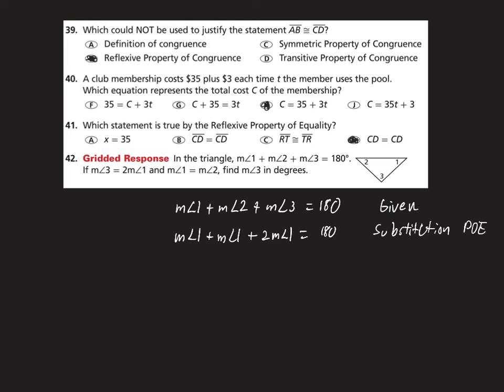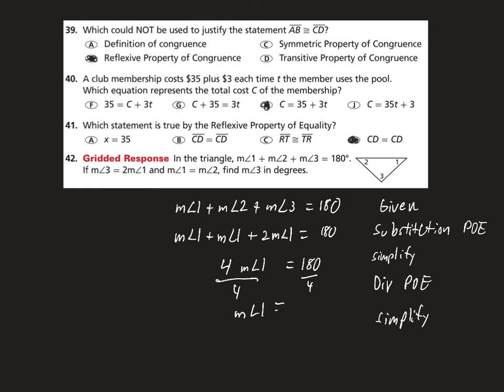And then from here I'm going to simplify. Combine like terms. And so we have 2 measure of angle 1s, and then 2 more. So we have 4 times measure of angle 1 is equal to 180. Divide both sides by 4. This would be the division property of equality. And then simplify. So measure of angle 1 is equal to 45.